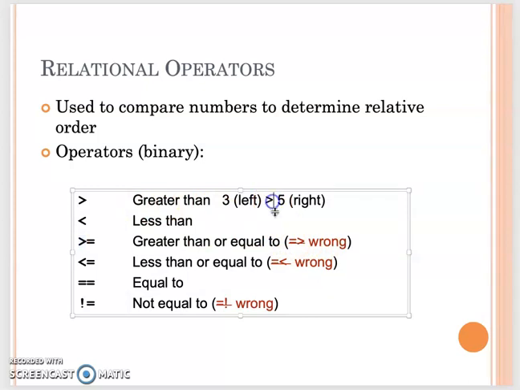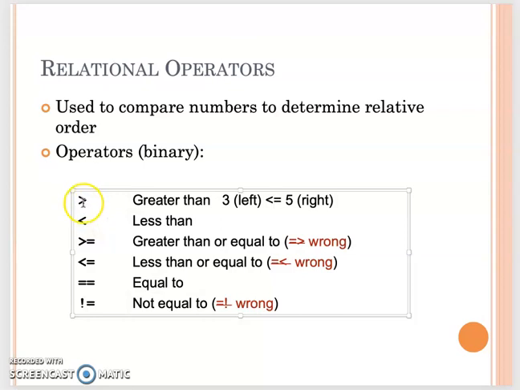On the other hand, we can check whether 3 is greater than or equal to 5. That's not true, so we return false. We can also check if 3 is less than or equal to 5, so that means less than 5 or equal to 5. That's correct, so we return true.